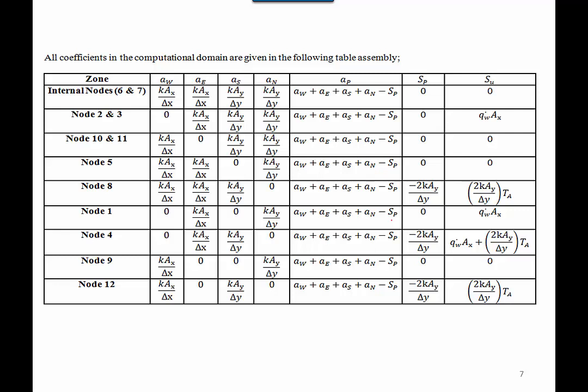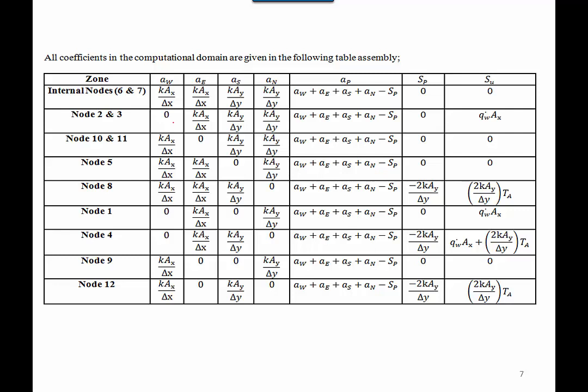If we see here for the internal nodes, all the A west, A east, A south, A north have specific values, and there is no source or SU parameter value. But for nodes number 2 and 3, we have a 0 value for A west, and a quantity of SU equal to the flux multiplied by the area at X. Therefore, this table will represent each value for each zone.